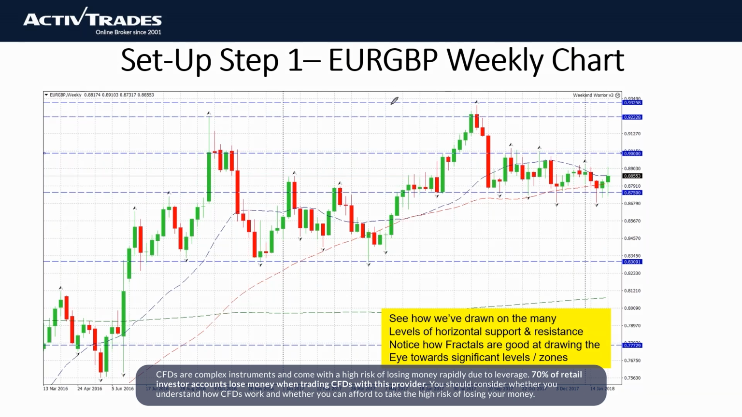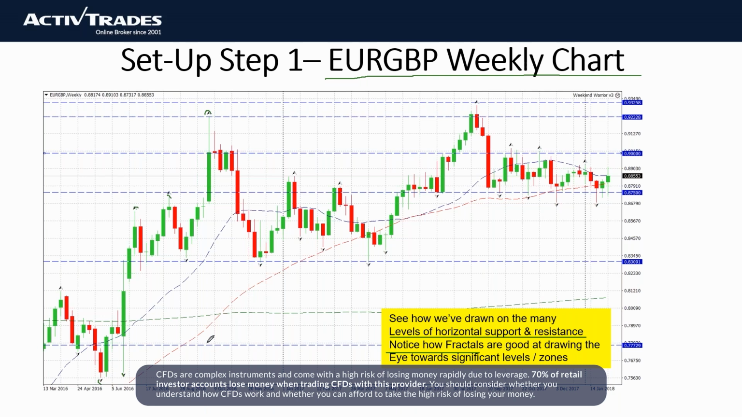So this is a chart from a few years ago, but it doesn't actually matter, the time frame or the instrument. It is about understanding the process. So this is euro sterling on the weekly chart, and what you can probably see is that an awful lot of levels of horizontal support and resistance are drawn in. And I want you to also notice the fractals, and if you're very new to trading, fractals are these little triangles, up fractals. You'll see them across the chart.